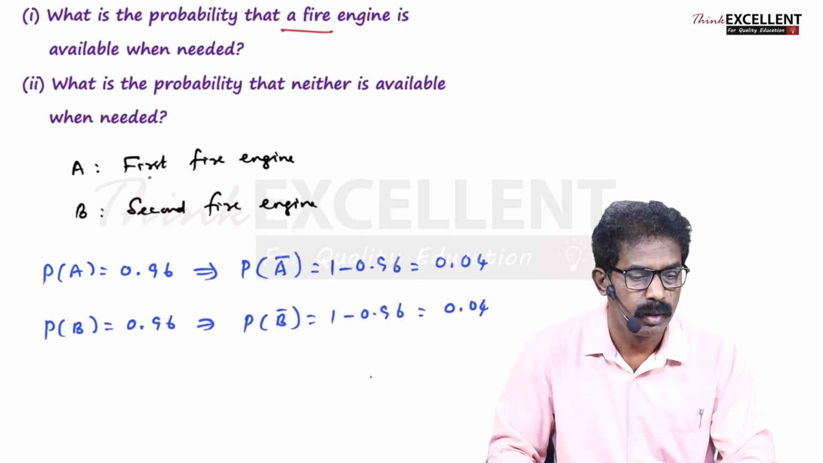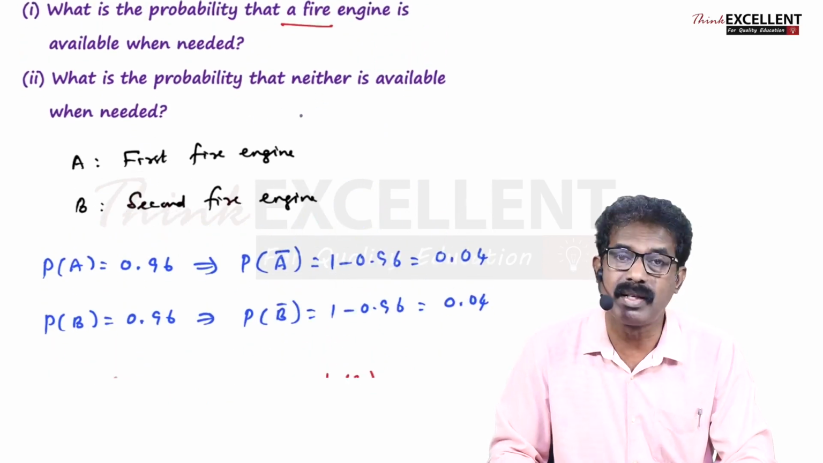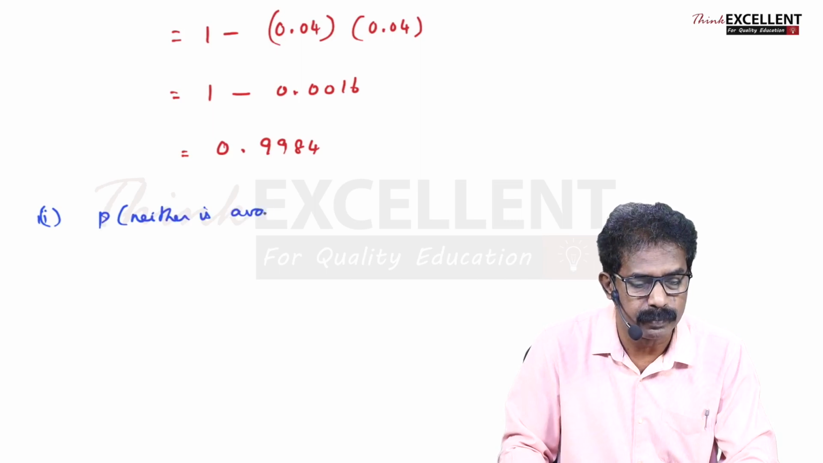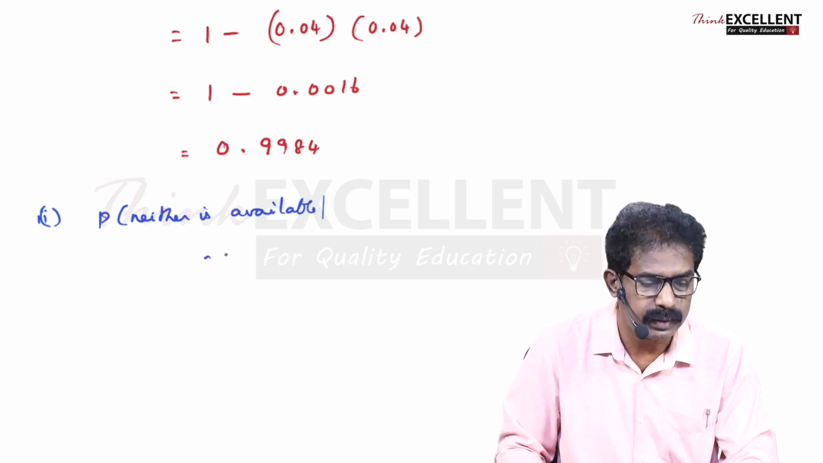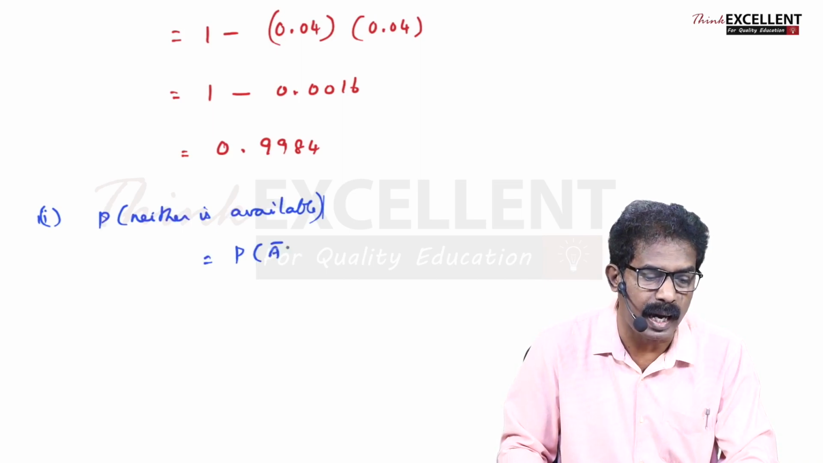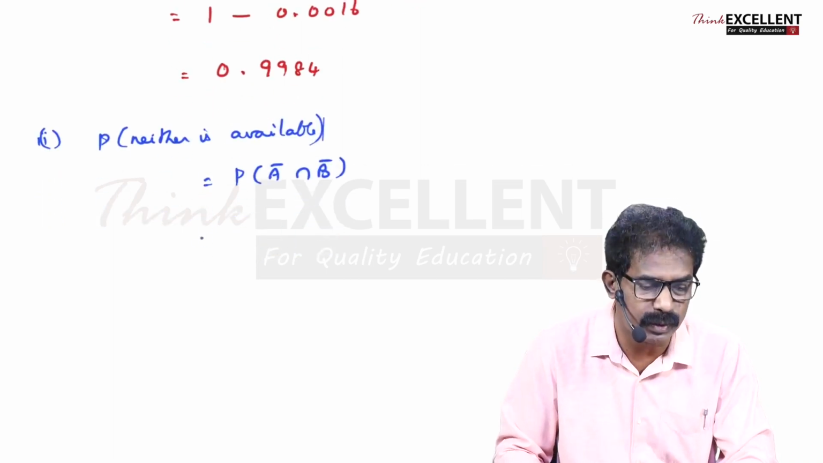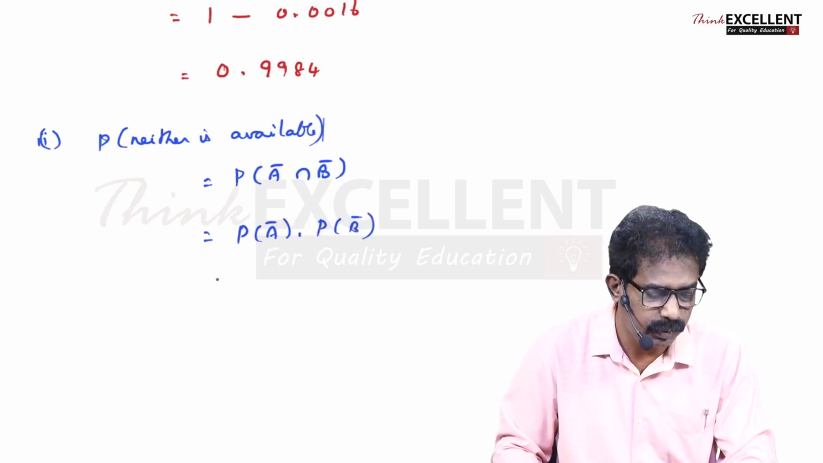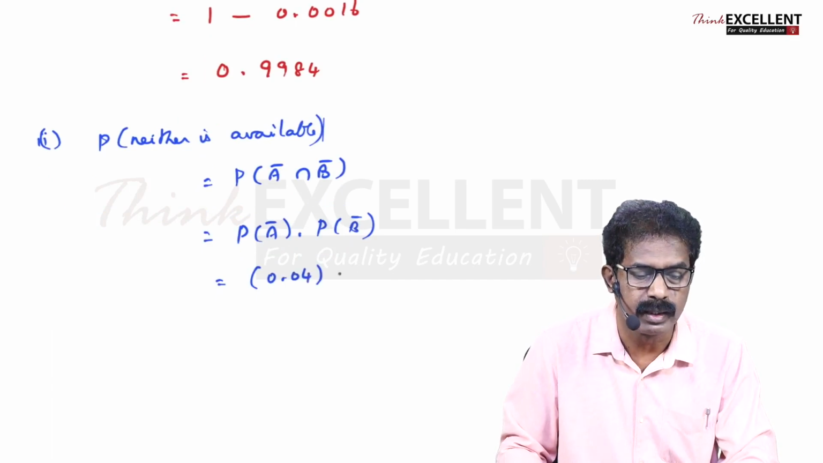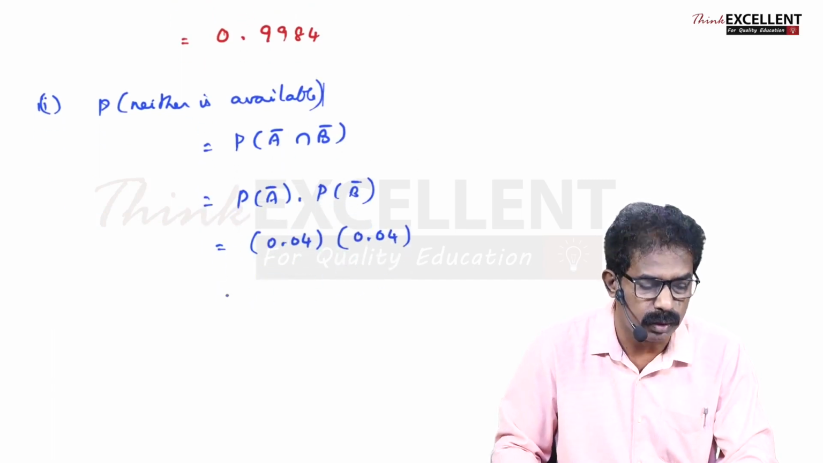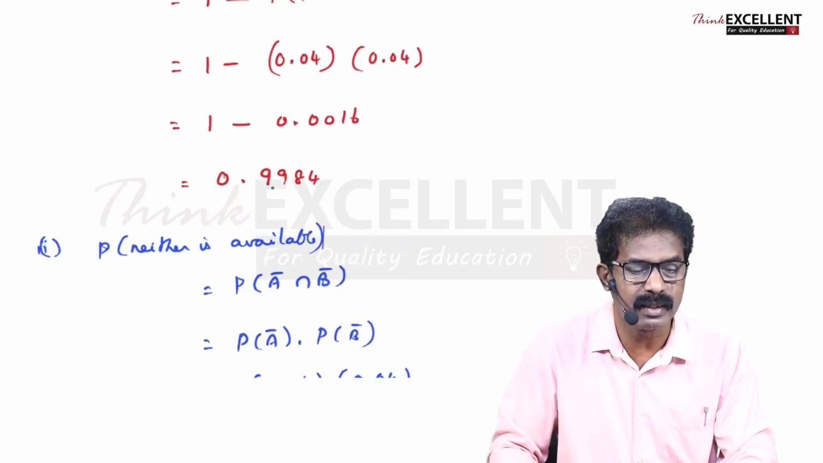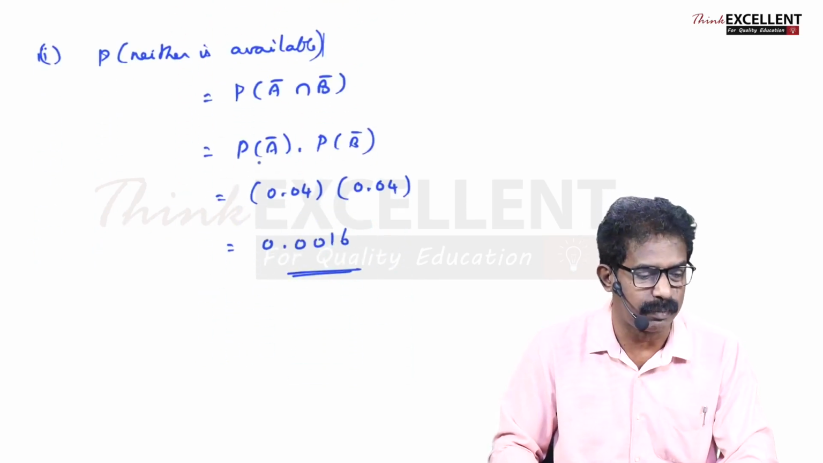Now see the second subdivision. What is the probability that neither is available when needed? The probability that neither is available means the first one is not available and the second one also not available. So it can be written as P of A bar into P of B bar. The first one not available is 0.04, into the second one also not available, 0.04. So your answer is 0.0016. So 1 minus this answer gives you at least one engine is available.